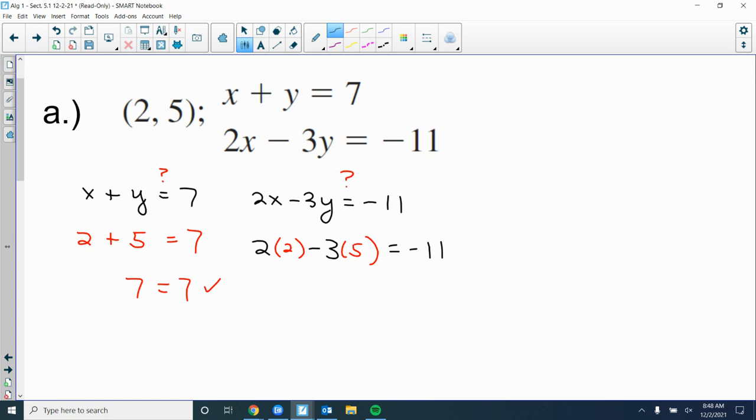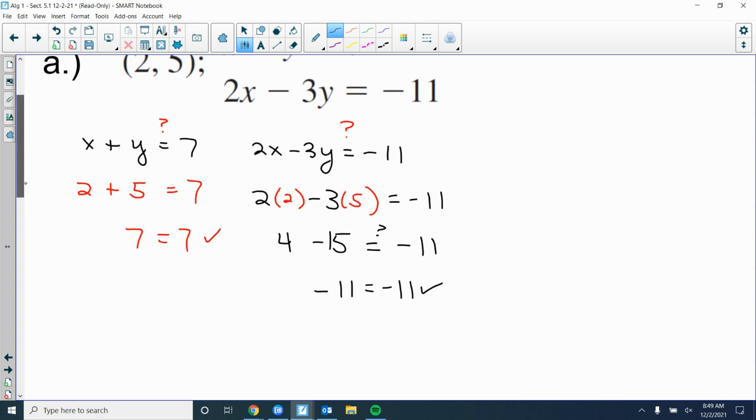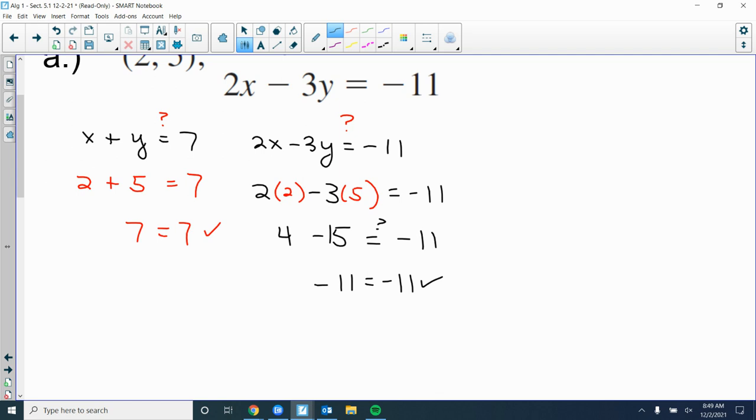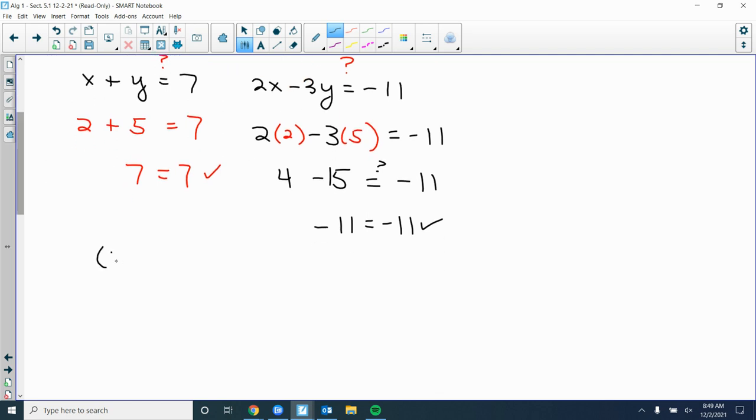What's 2 times 2? 4. Negative 3 times 5 is minus 15. We're seeing if this is true. What's 4 minus 15? Negative 11. Does negative 11 equal negative 11? Yeah. So here's what this means. It means 2, 5 is the solution. It works for both of them, right? So 2, 5 is the solution.